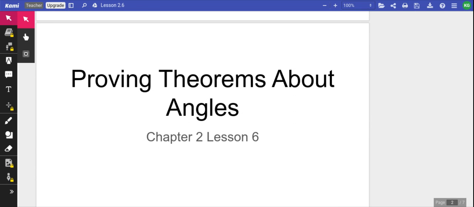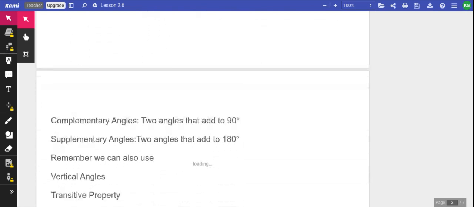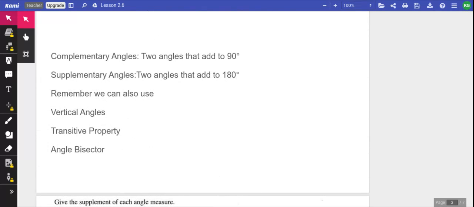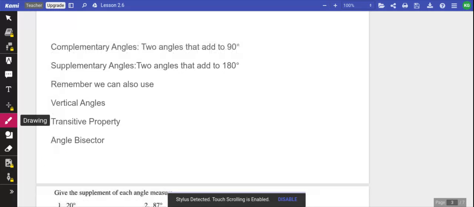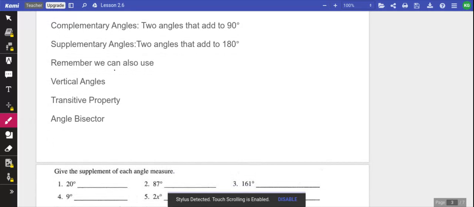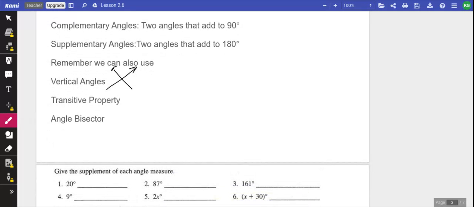Okay, Chapter 2, Lesson 6, Proving Theorems about Angles. So some of the things we know about angles are complementary angles, and that's when two angles add up to 90 degrees. Supplementary angles, two angles that add up to 180. Vertical angles, which are formed by two intersecting lines, and we know that they are congruent.